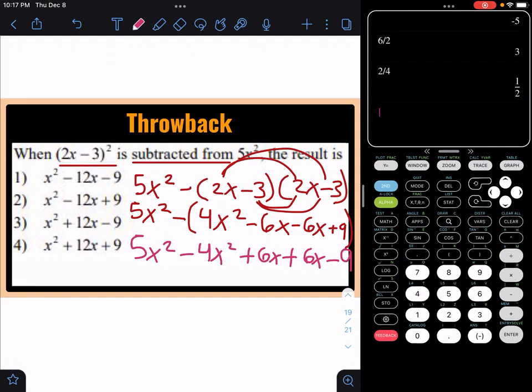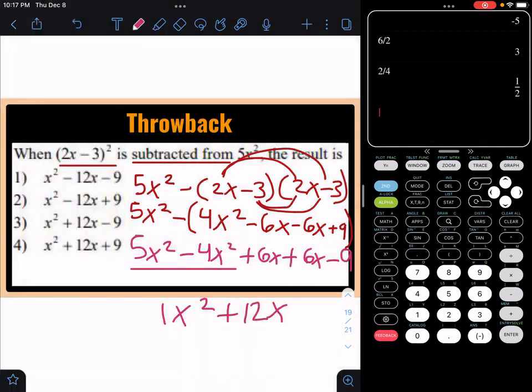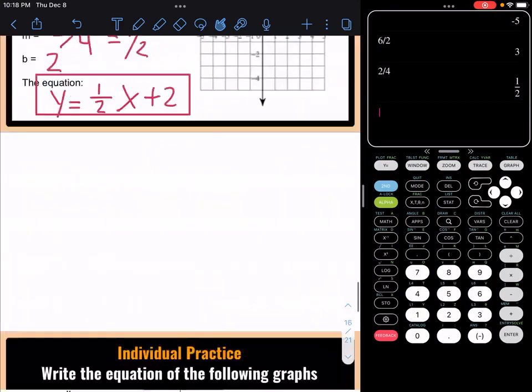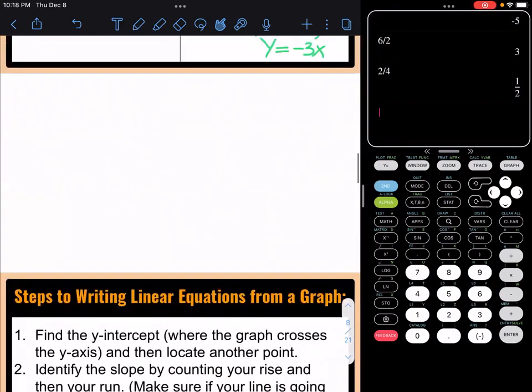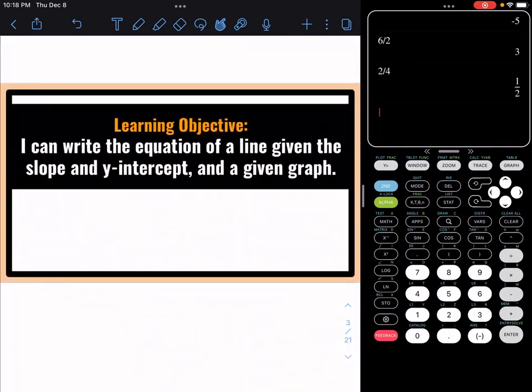You could have also simplified first. That would have been fine. 5x squared minus 4x squared is 1x squared. All of them have 1x squared, so that doesn't help me. 6x plus 6x is 12x. Let me get rid of any of those that have the negative 12x. And then we just have the negative 9. So our answer would be choice 3. Good job. Alright, so hopefully by the end of this lesson we know how to write equations given a slope and a y-intercept, or given a graph where we need to find that slope and the y-intercept on our own.